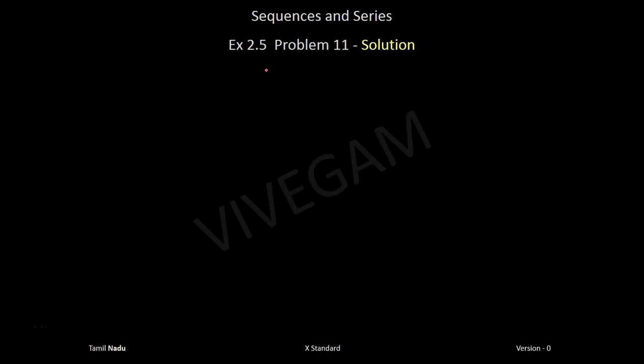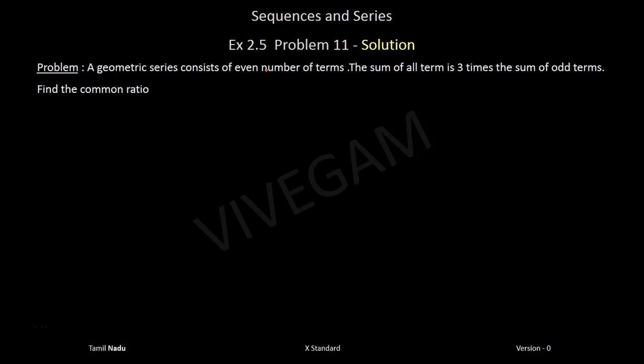Exercise 2.5, problem 11, solution. A geometric series consists of an even number of terms. The sum of all the terms is 3 times the sum of the odd terms. We are asked to find the common ratio. It's a little tricky problem, and that's why I'm not going into discussion. I'm straight away working it out for you.